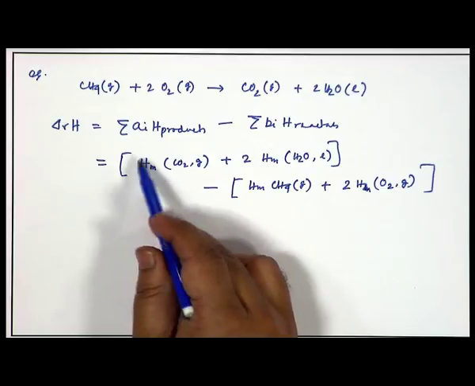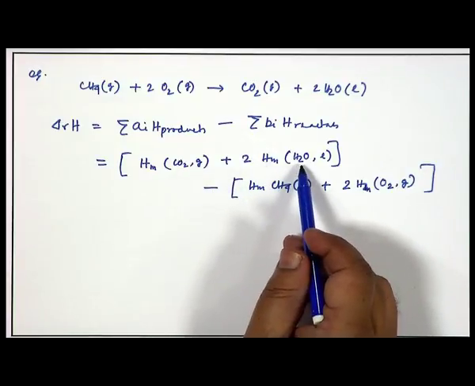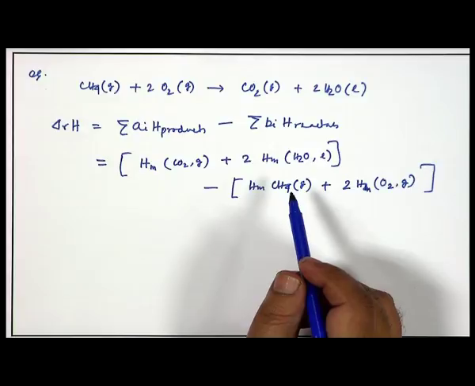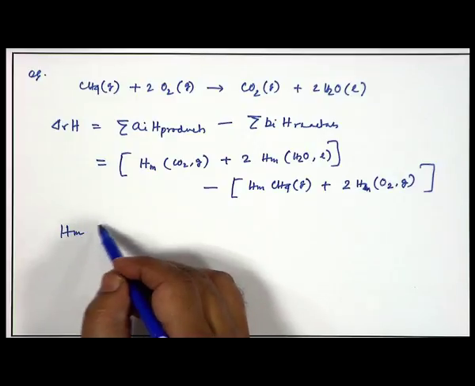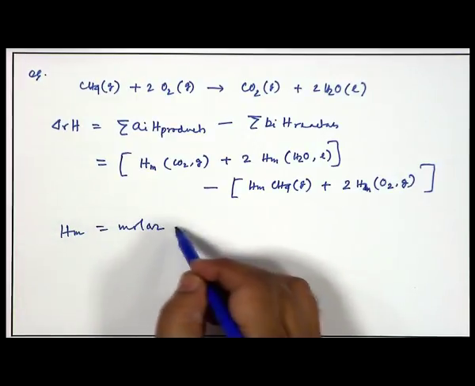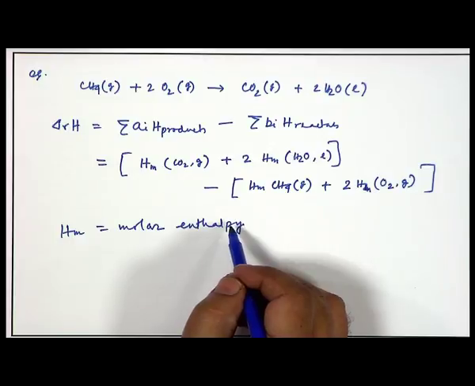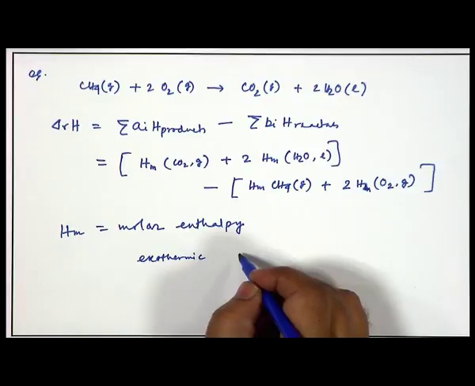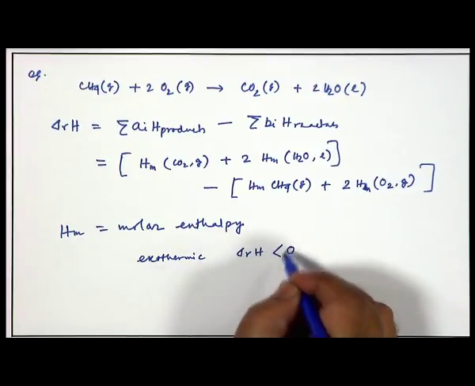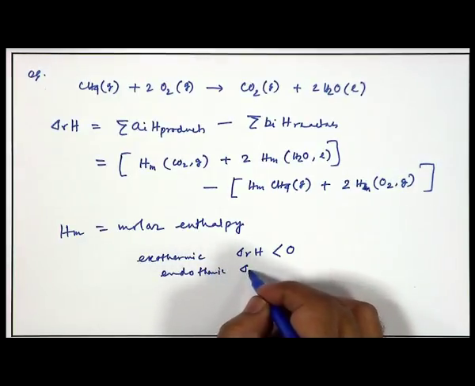Now, what is this H_m? This H_m is the molar enthalpy of carbon dioxide in the gaseous state, the molar enthalpy of water in the liquid state. So, H_m is called the molar enthalpy of the corresponding reactants or products. For an exothermic reaction, as we discussed earlier, ΔrH should be negative, and for an endothermic reaction ΔrH should be positive.